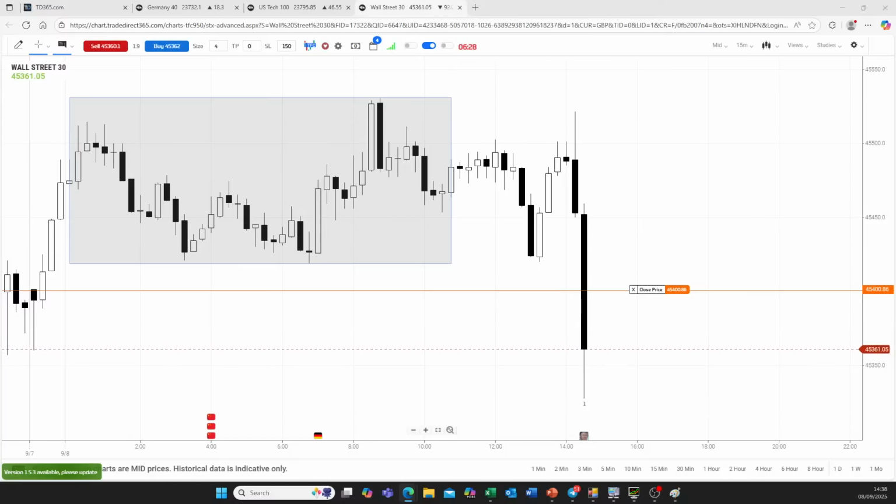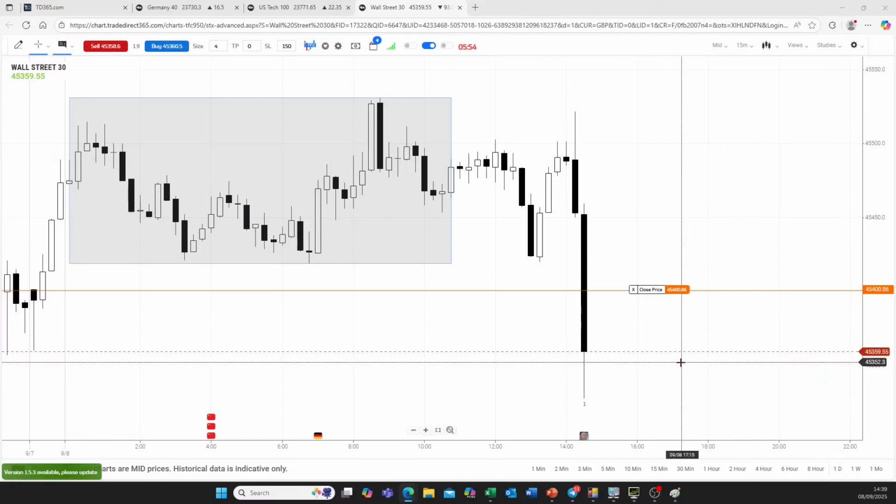So we got NASDAQ pushing higher, and we got Dow pushing lower. Got the FTSE in Europe making fresh lows on the morning, very much so. And we got DAX sitting comfortably in the middle. So now we just have to wait.